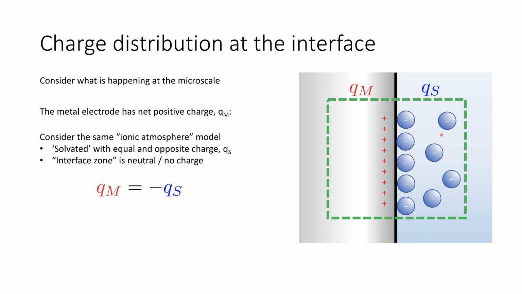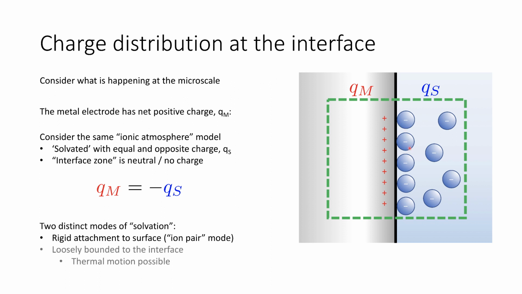And we can see we have two distinct modes of solvation, as it were. We have this rigid attachment to the surface, which is an ion pair type mode, and we have something loosely bounded to the interface. This is a bit more of the ionic atmosphere mode. And in this area we allow for thermal motion.